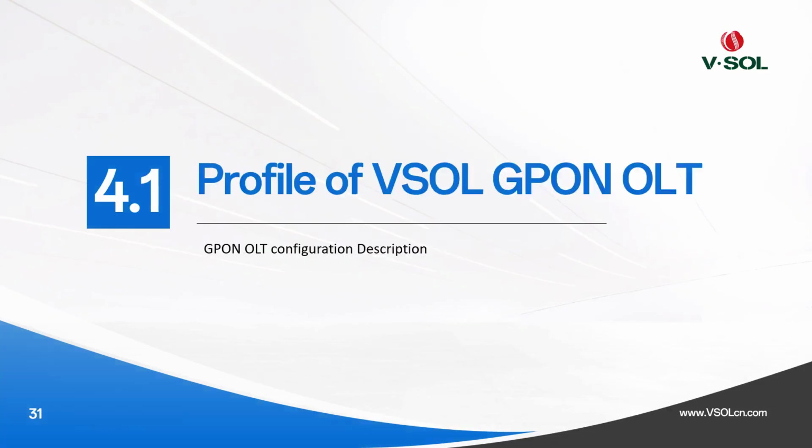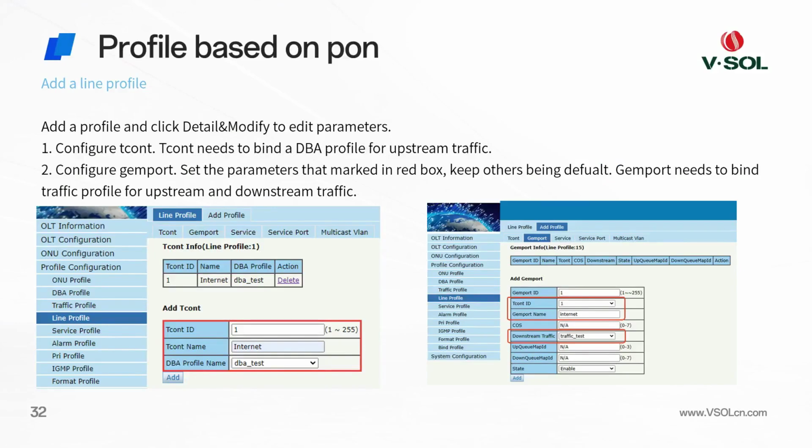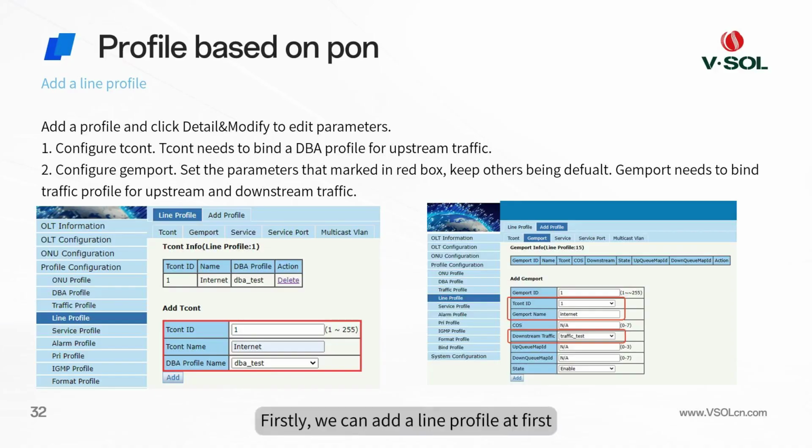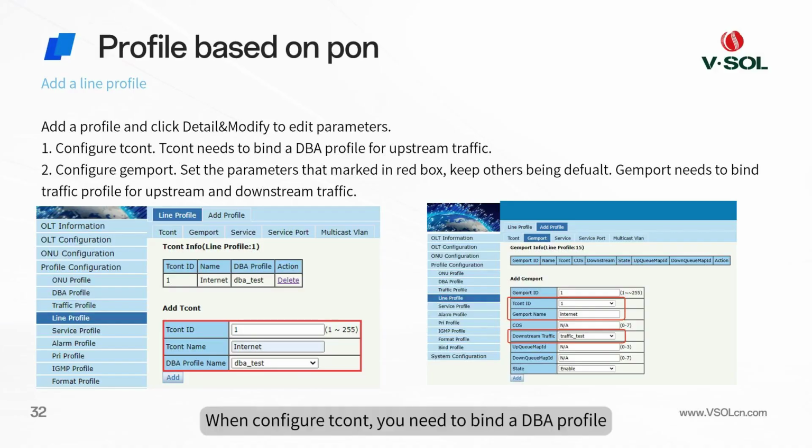First, we will talk about the profile of the VSOL GPON OLT. If you want to use autobind, you need to create the ONU profile first. Firstly, we can add a line profile. In this profile, you can configure tcont, gemport, service, and service port. When configuring tcont, you need to bind a DBA profile. The DBA profile is for controlling ONU upstream traffic speed.